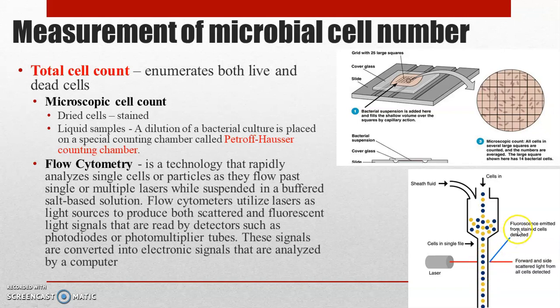So the fluorescence that is emitted from the stained cells or the light that is scattered by the cells are detected by a photodiode or a photomultiplier tube, and these signals are then converted to electrical signals which are then analyzed by a computer, and that is how the number of cells in the samples are counted. Here in this case we take into consideration both live and dead cells, that is total cell count.